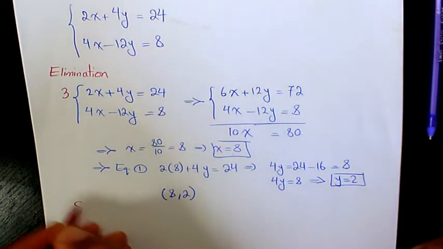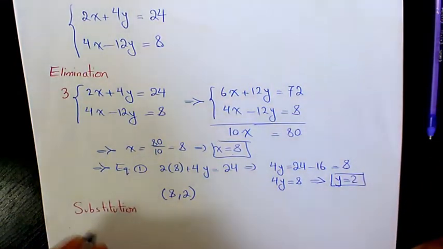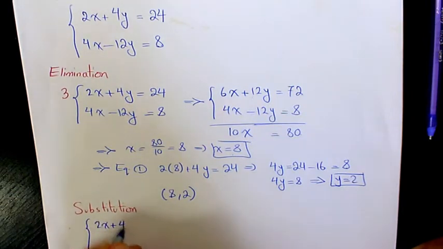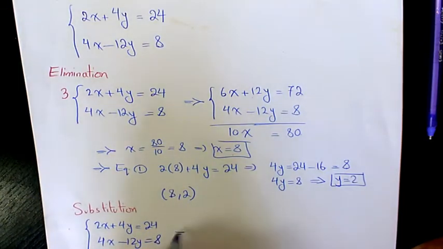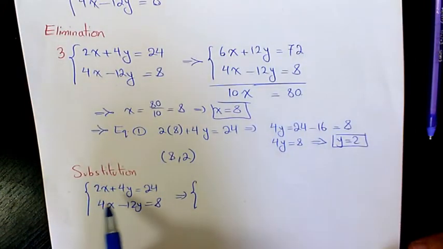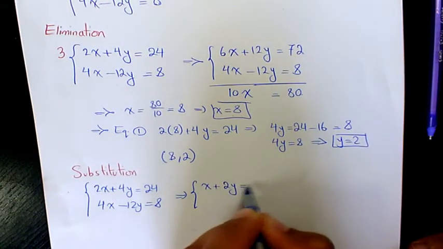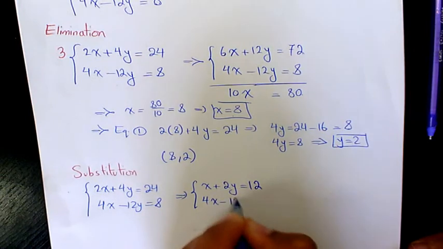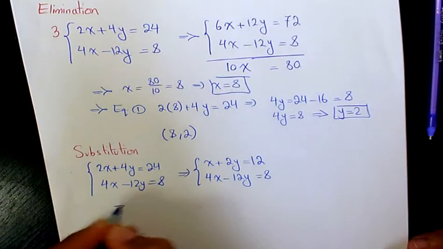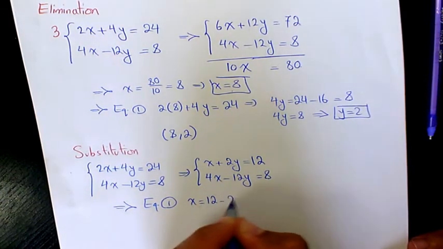Let's use substitution method. Again, I'm going to write the equation of both of these. As you see here, we can divide the first one. We can do both, but not necessarily we need to do both. I'm just going to divide the first equation only by 2. If I divide it by 2, it's going to be x plus 2y equals 12. And here we have 4x minus 12y equals 8. Then from equation 1 I can say x equals 12 minus 2y.